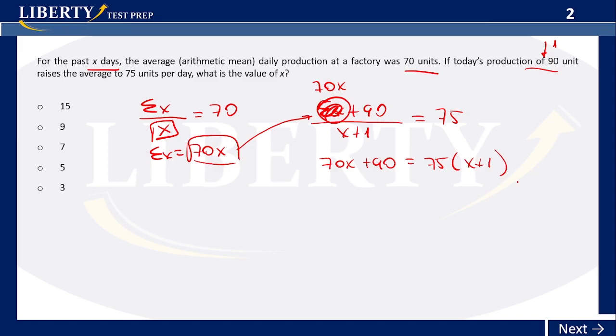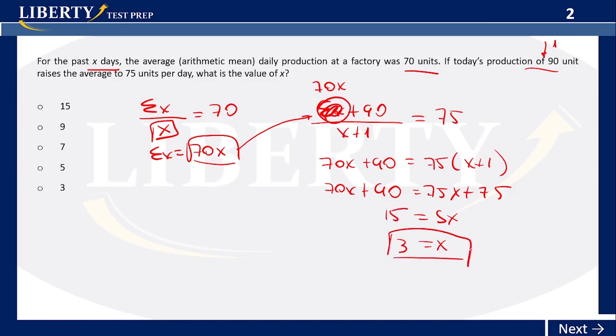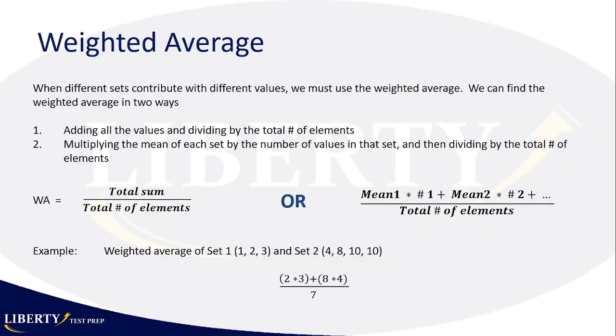So we can easily solve that to get x. We have 70x plus 90 equal to 75x plus 75. Now we have 5x here and we get 15 here. So x is equal to 3. There we go, 3. Very easy, right? So now let's go to the next concept, the next theory, weighted average.